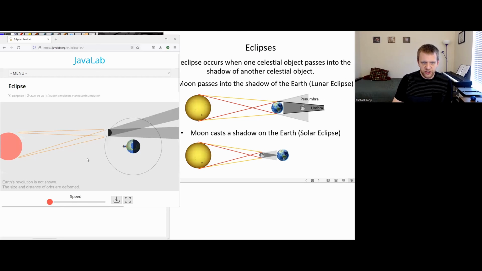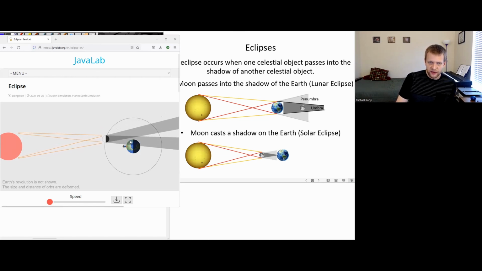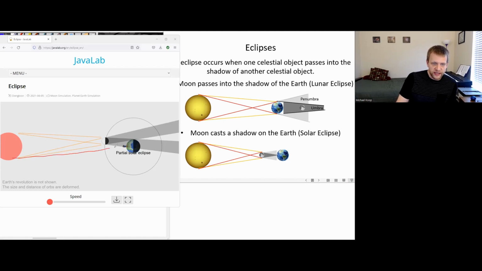This is a little simulation about eclipses, and you can say, here's the sun, here's the Earth, and the moon orbiting around the Earth. Notice this is definitely not to scale, but the moon is going to be casting a shadow, and at some locations on the Earth, you might have what's called a partial solar eclipse. The moon is blocking part of the sun's light, but there is also still some sunlight that can reach the person. The moon is just blocking some of that light in these cases.